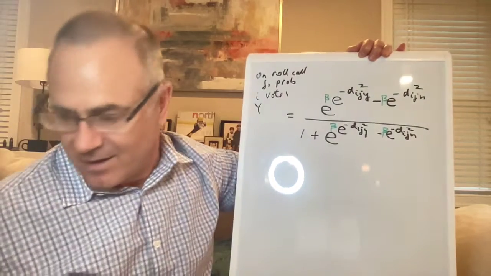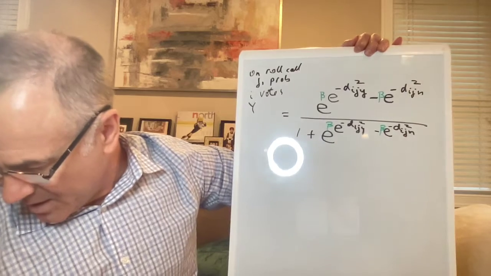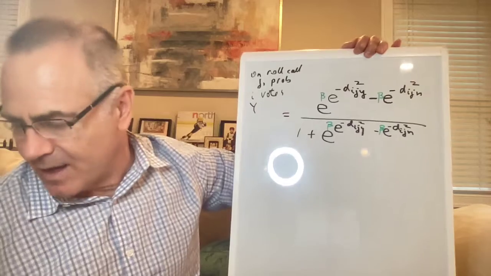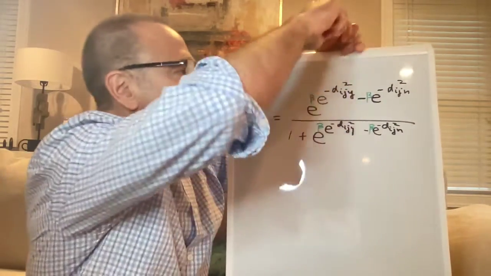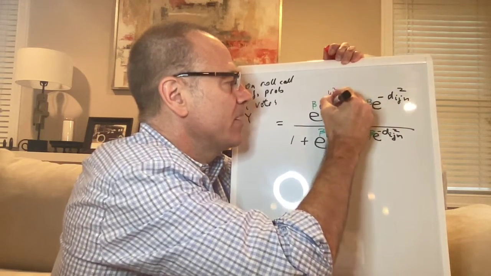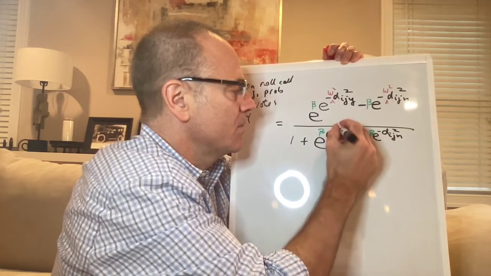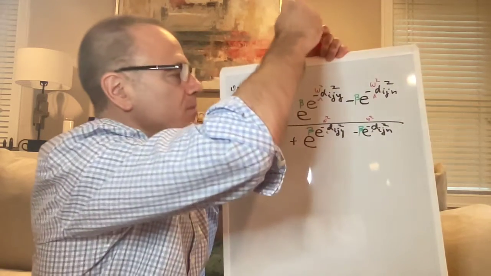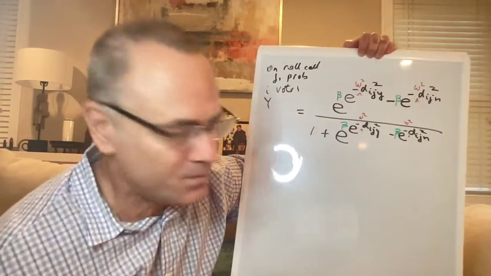Now, the other thing they do is they add in another constant. They put in omega squared here. Here is why I think they do that.